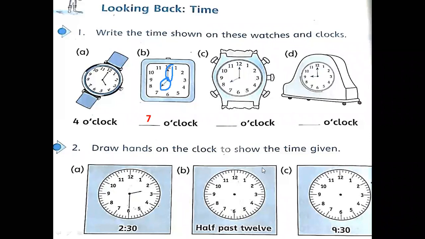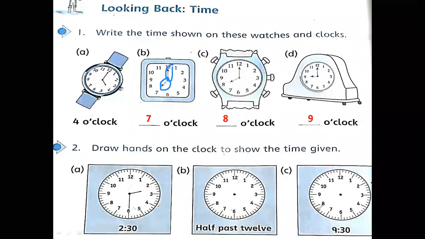Next, the hour hand is on 8 and the minute hand is on 12. So it is called 8 o'clock, and here 9 o'clock. 4 o'clock, 7 o'clock, 8 o'clock and 9 o'clock.